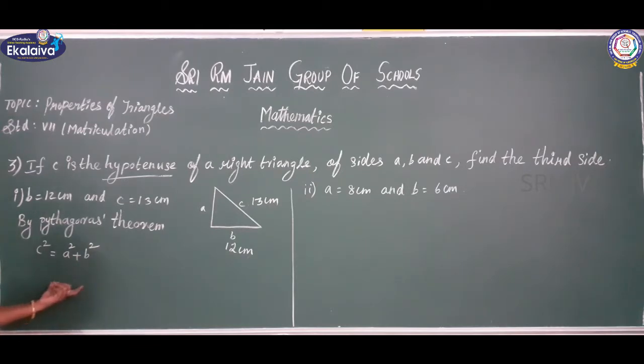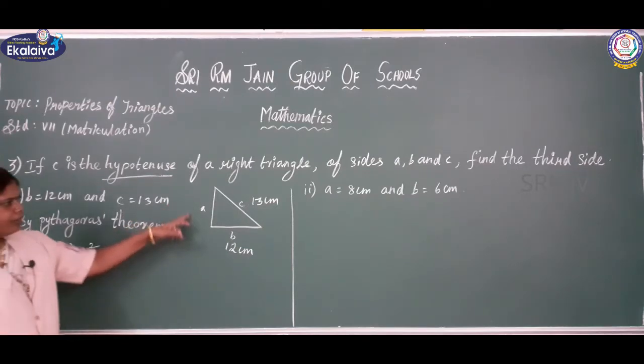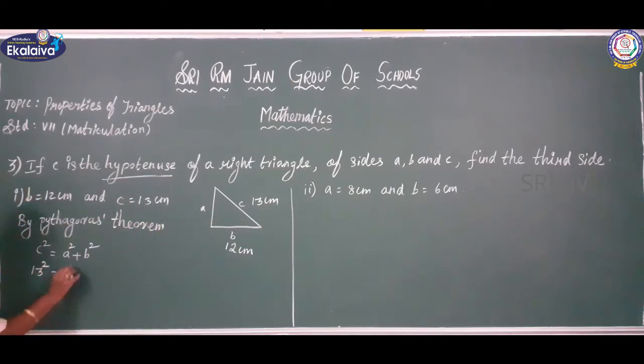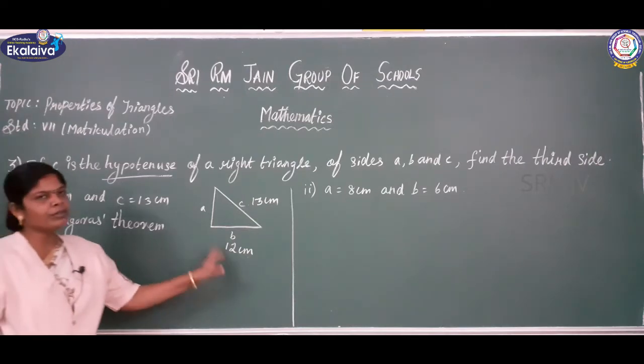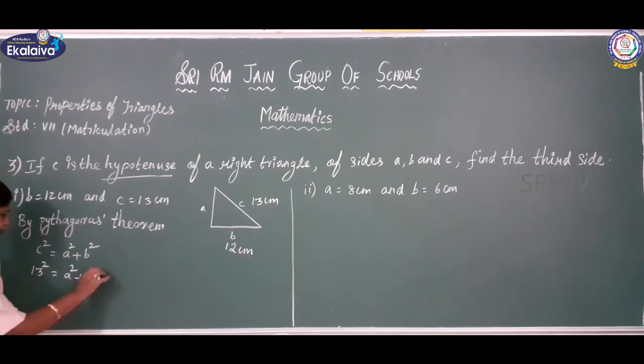Okay, you substitute the values here. C value 13, 13 square equal to A, we are going to find, so let's have A square plus B value 12 centimeter, 12 square. Is it clear, children? I just substituted the values. C value 13, and A we are going to find, just keep it as it is, and B value 12, so 12 square. Now you square this. Square of 13 you will get 169 equal to A square plus 12 square. What will you get, children? 12 square? 144.